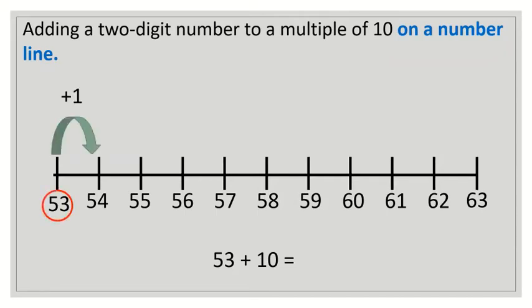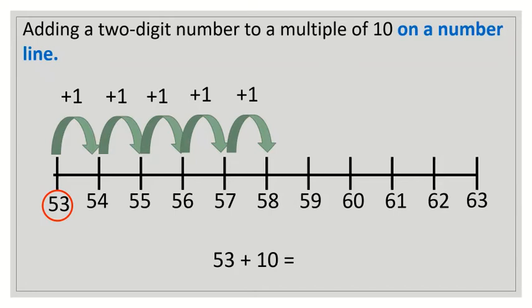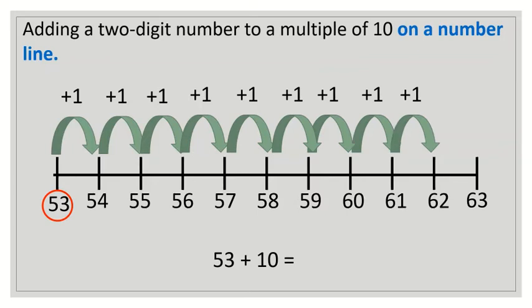1 more is 54. 2 more is 55. 3 more is 56. 4 more is 57. 5 more is 58. 6 more is 59. 7 more is 60. 8 more is 61. 9 more is 62. And 10 more than 53 is 63. So this means that 53 plus 10 equals 63.